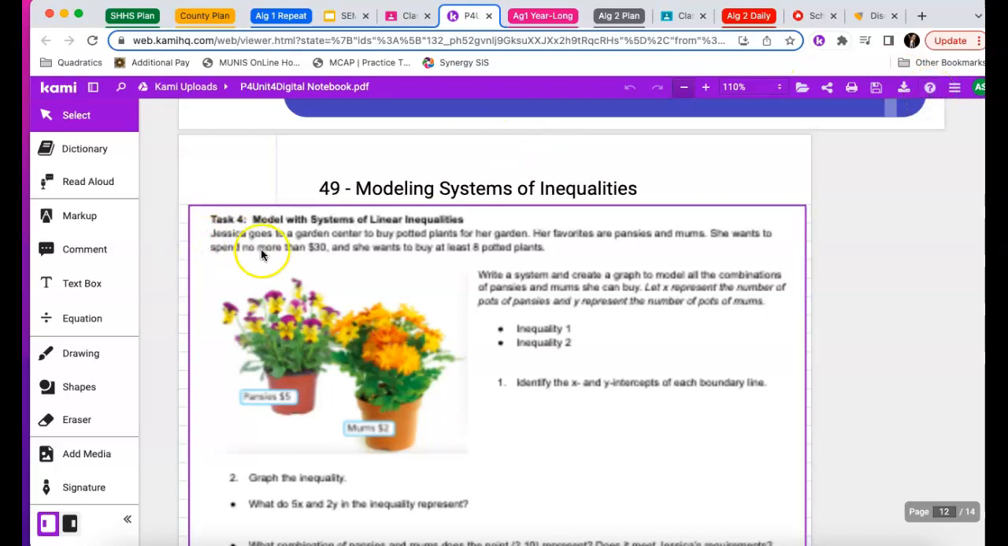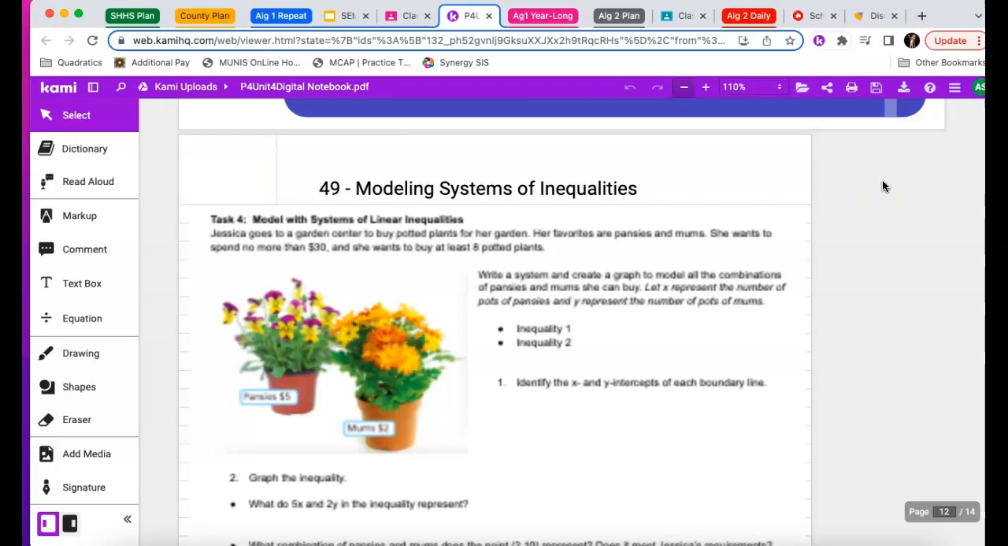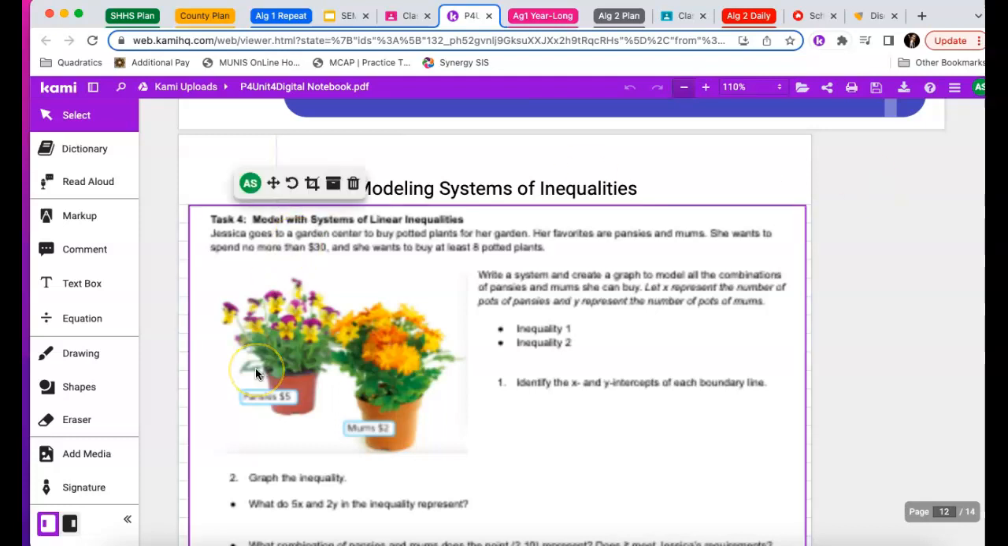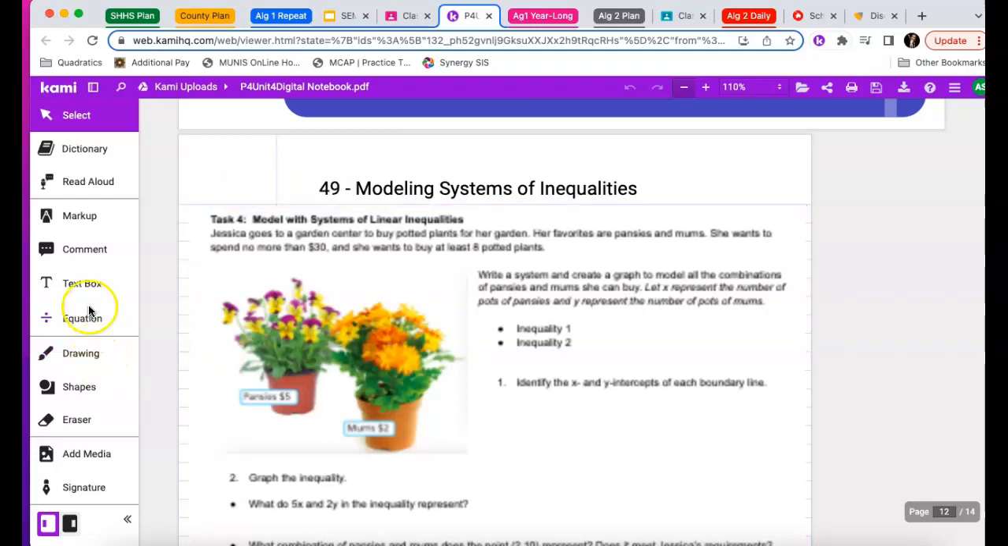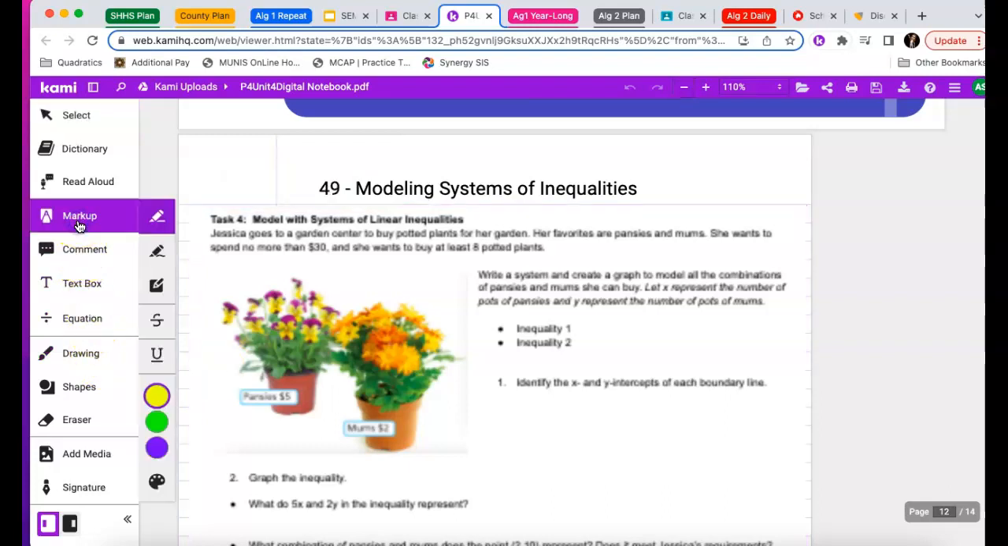All right, so Jessica goes to a garden center to buy potted plants for her garden. Her favorites are pansies and mums. She wants to spend no more than $30, and she wants to buy at least 8 potted plants.